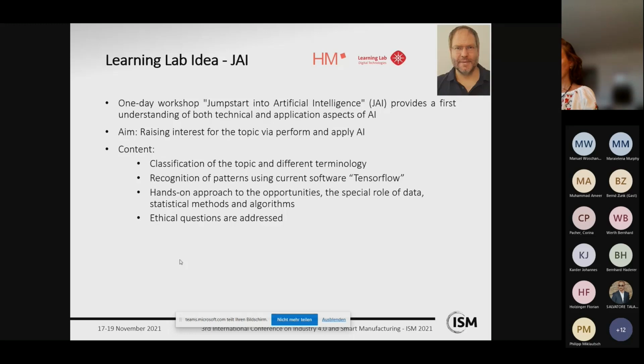So we start with a classification of the topic so that people really understand what we are talking about. Then we are using TensorFlow to do a pattern recognition exercise. It's very much a hands-on approach. People have the opportunity to work with data and statistical methods hands-on. And finally, we also discuss some ethical questions that should generally be addressed when we are using artificial intelligence.